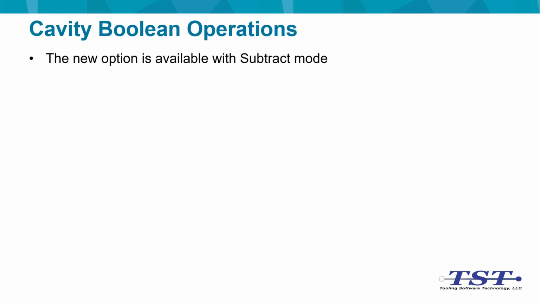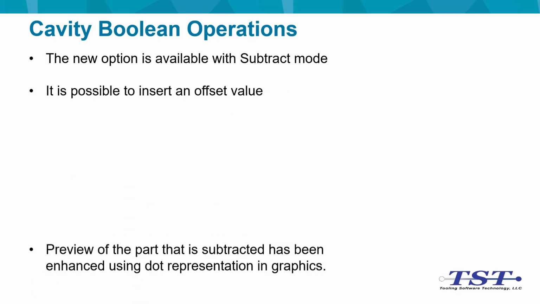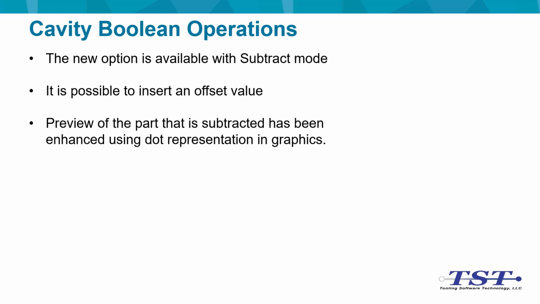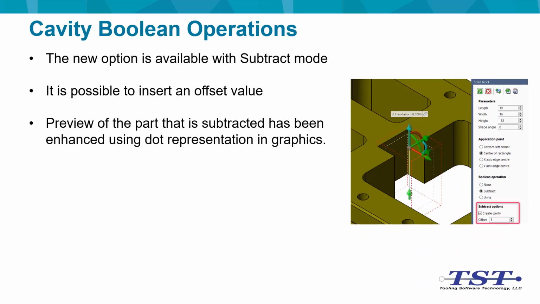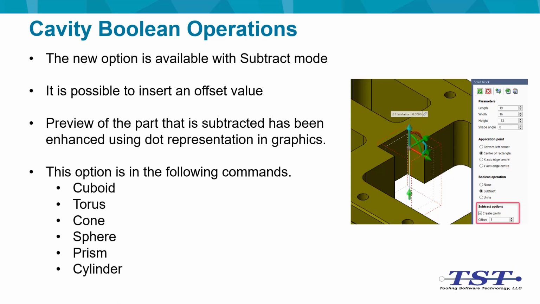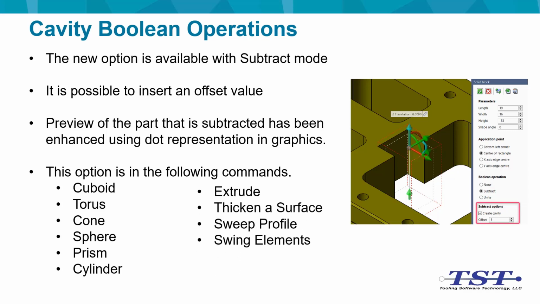Within the cavity Boolean options, there's a new subtract mode. It is also possible to insert an offset value, and you have a preview of the part that is being subtracted using graphic dots and representations. So this is a nice enhancement to be able to see what the preview looks like of the subtracted cavity when it comes to doing an offset. This option is available in the following commands: cuboid, cylinder, torus, cone, sphere, prism, extrude, thicken, swept profile, and swing elements.